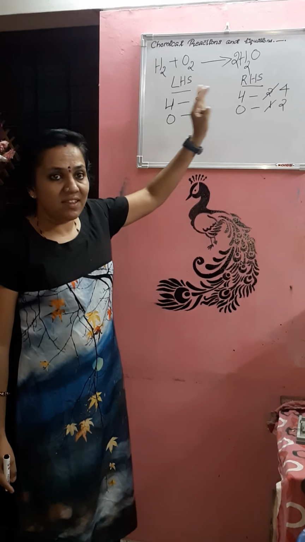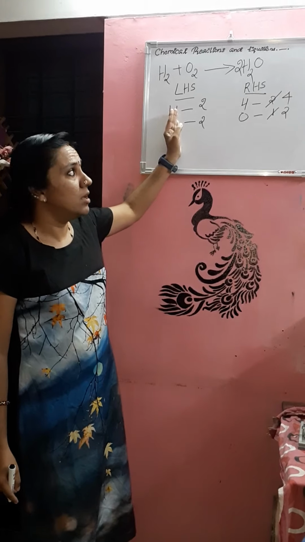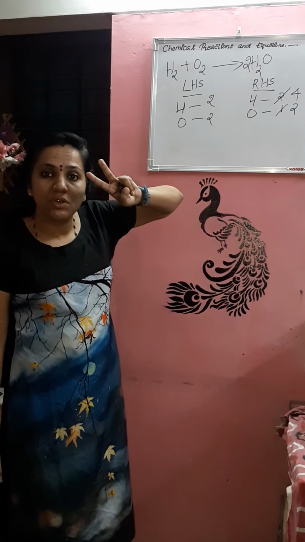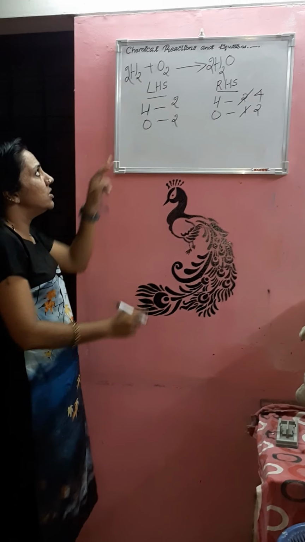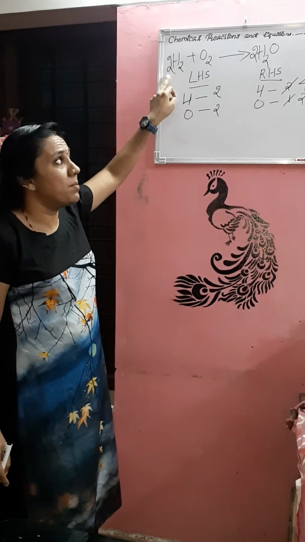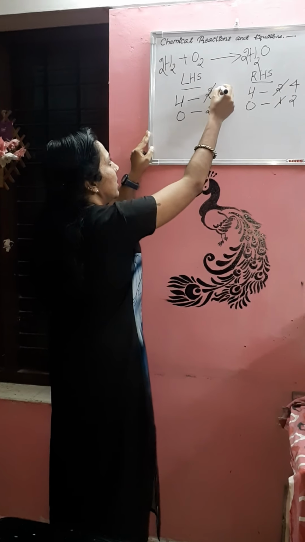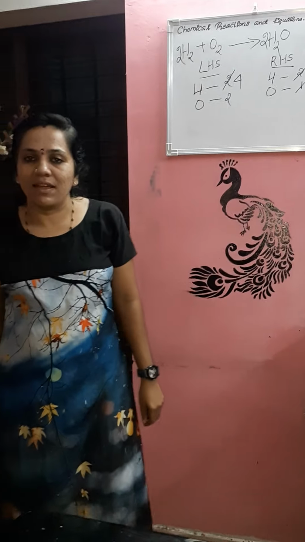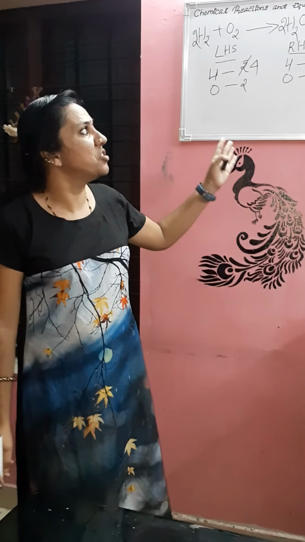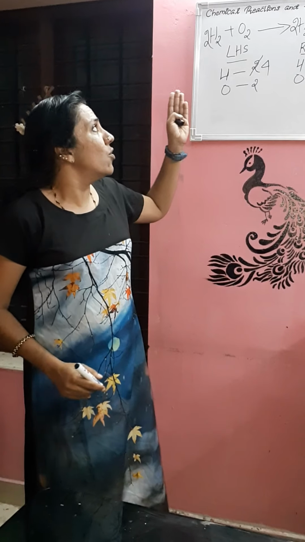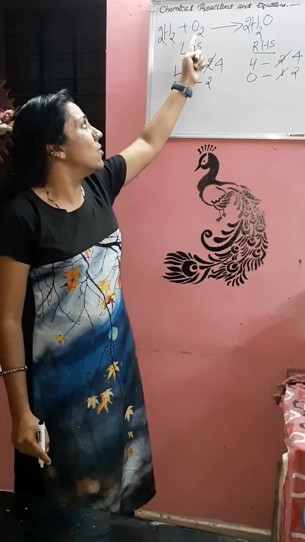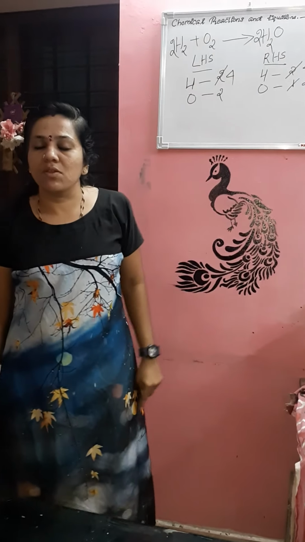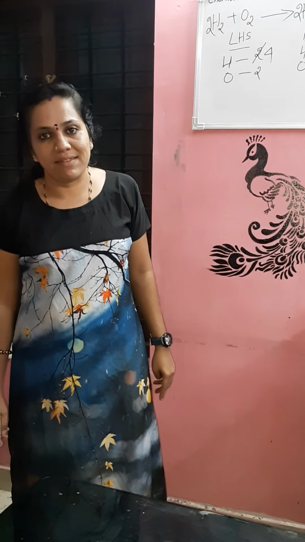Where is the shortage? On this side, LHS, it is less. How much is the shortage? 2 into 2 is 4, so there is a shortage of 2. So that you should have to add in the LHS. Here we can add in front of the H2. So what happens? 2 into 2, 4. On the change, cut and write immediately. Now compare the LHS and RHS. Now the equation is balanced. There are 4 atoms of hydrogen taken, 4 atoms of hydrogen are there in the product also. 2 atoms of oxygen taken, 2 atoms of oxygen are there also. Or we can say the equation is balanced.